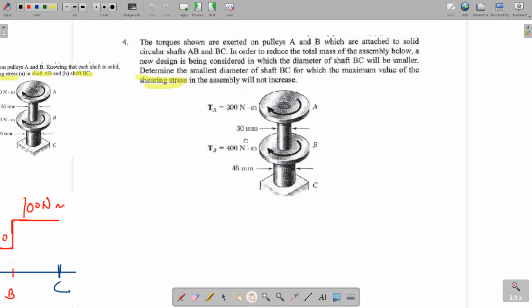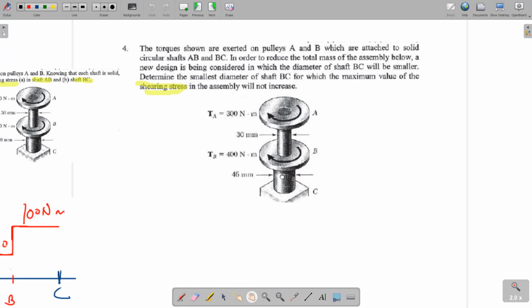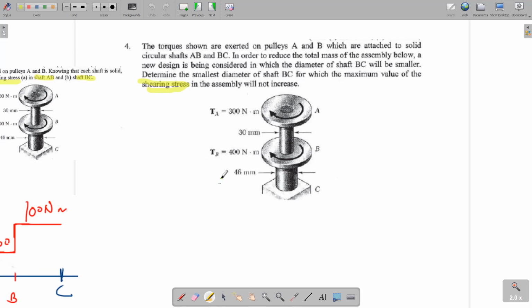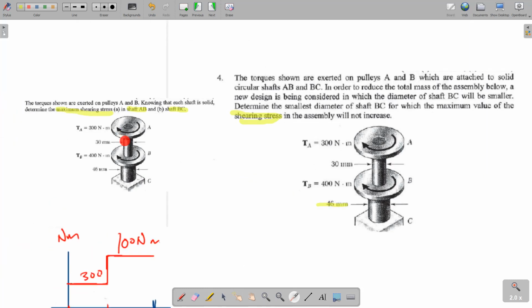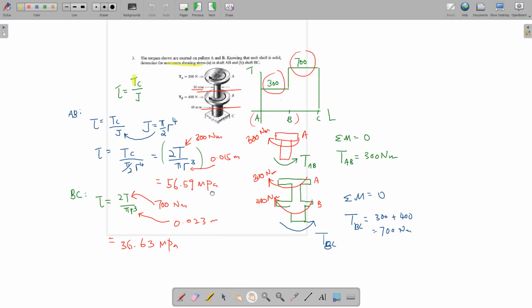Now, let's come back to question number 4, and we need to calculate the diameter. We need to determine the new diameter of the bottom part so that the shear stress for the overall assembly would not increase. The maximum shear stress would not increase. Okay, let's look at the previous solutions of part 3.